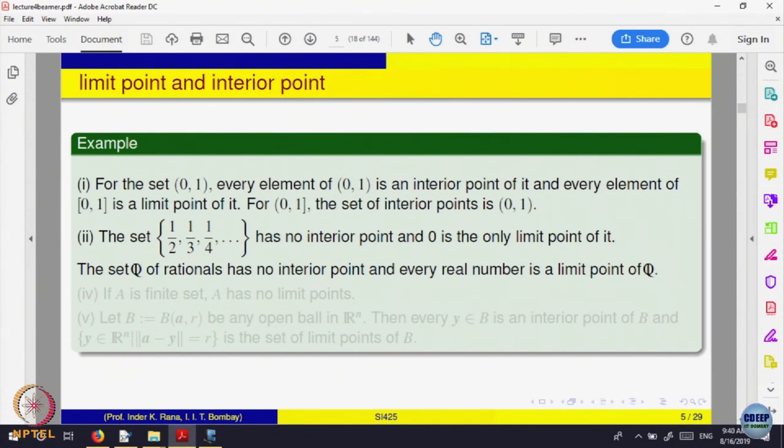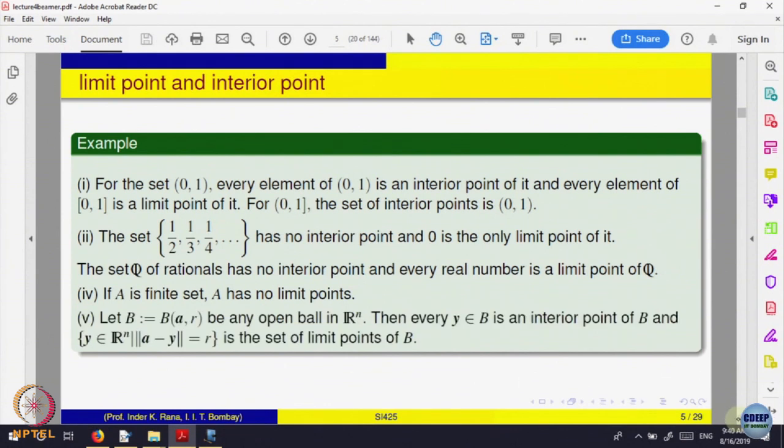What about limit points? A limit point is a point in the real line such that whichever neighborhood I take of that point, it must intersect the rationals, and we know rationals are dense. So whichever ball I take will certainly contain a rational. So all real numbers are limit points for the set Q. Okay, so let us look at probably one of the last ones.